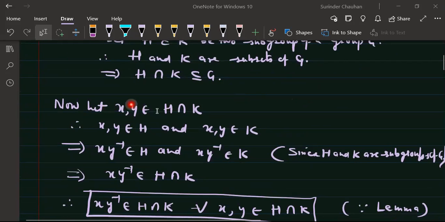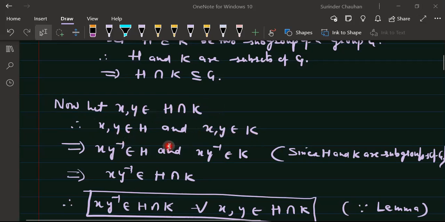So let us take two elements x and y belonging to H intersection K. We will apply the lemma to complete the proof. By the definition of intersection of two sets, if x and y belong to H intersection K, this implies x and y belong to H and x and y belong to K.